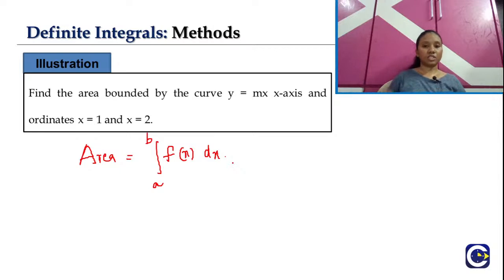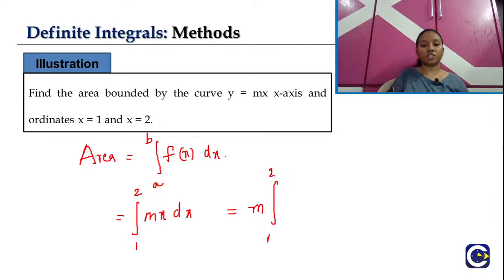So the same procedure here, guys. What are our limits? Limits are from 1 to 2 and the function here is mx, so it will be dx. Here m is a constant, so we can pull m out. It becomes integration from 1 to 2 of x dx. And what is the integration of function x? That will be x square by 2, and the limits we have here are from 1 to 2.